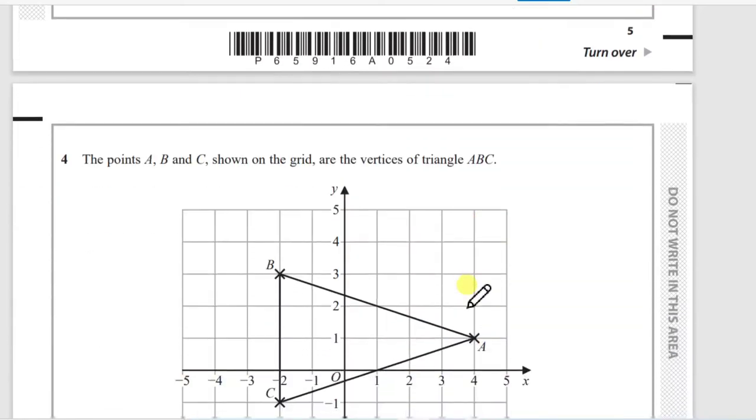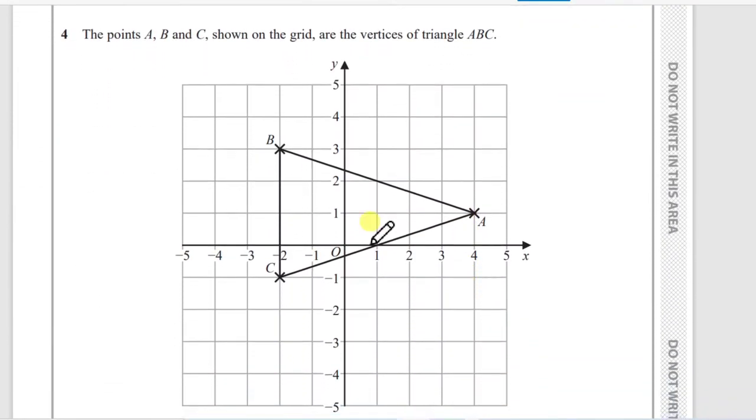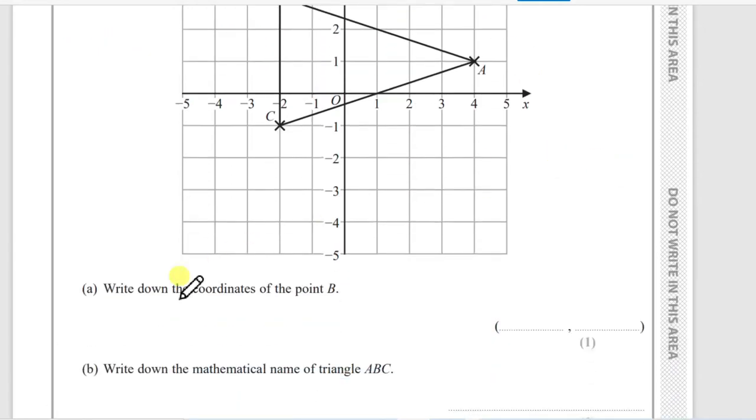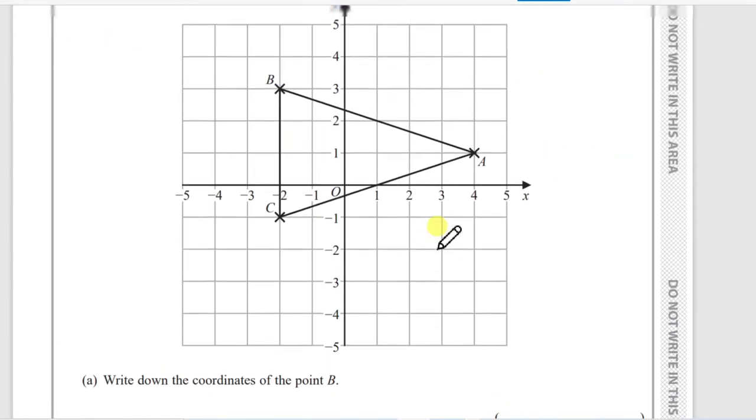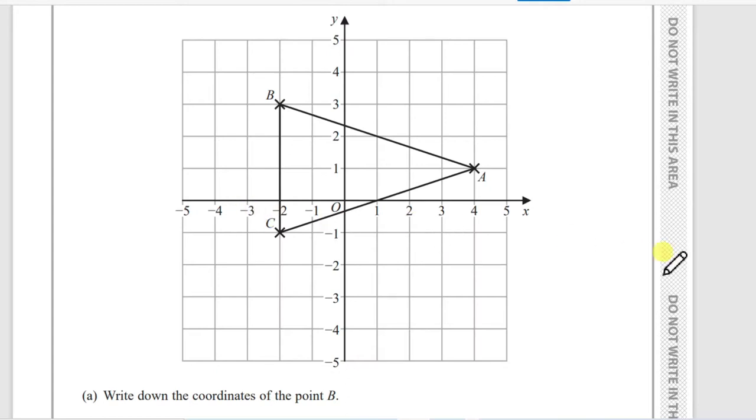Now, number four. Points A, B, and C shown on the grid are the vertices of triangle ABC. So vertices, again, are the points at the corners. All right. Write down the coordinates of point B. So when you want to work out the coordinates, you should always remember, I don't know if your teacher's told you, but you should always run before you jump here, or walk before you jump, either way. So run before you jump here.